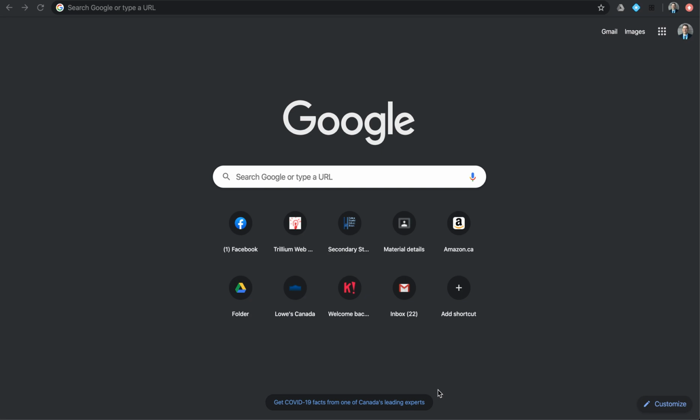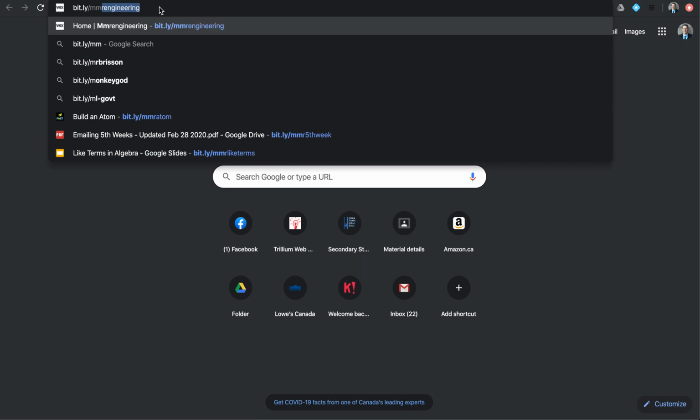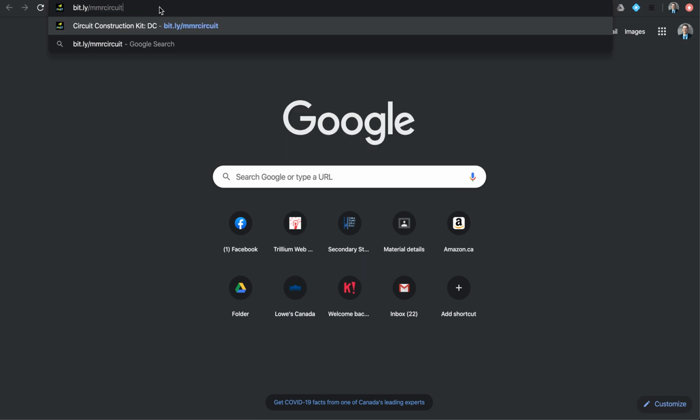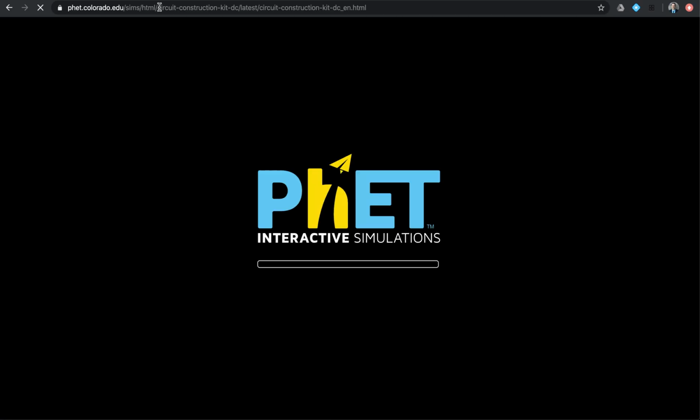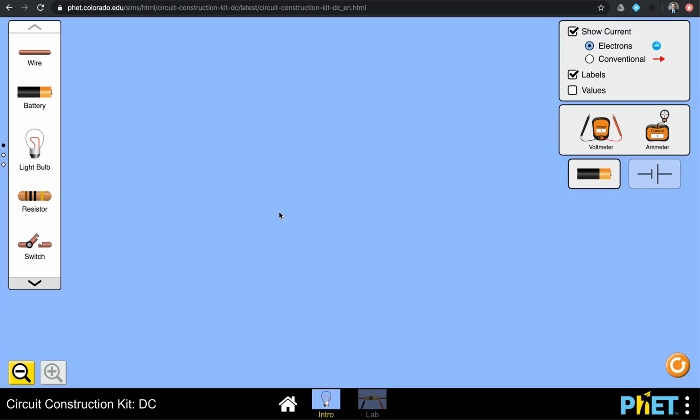Hi, everyone. This week in engineering, we're going to take a look at two different kinds of electric circuits. We're going to make use of our circuit simulator at bit.ly/mmr circuit. And when it comes up, you're going to be prompted with two options. The one that we usually use, you're fine with the intro. So we'll click on that.